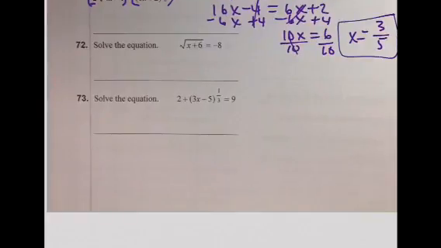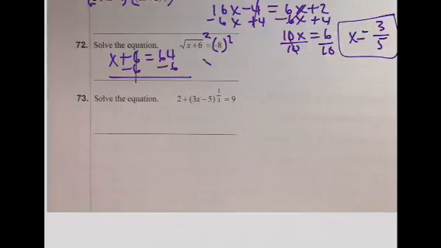Number 72, you think, okay, I'm going to square both sides. The problem is you have a negative on the right side. So this one's like no solution right away. Okay, no solution, because you can't square it. Well, let's try it so you could see. When you square, you get x plus 6 equals 64, right? Because negative 8 times negative 8 is 64. And then you subtract 6.